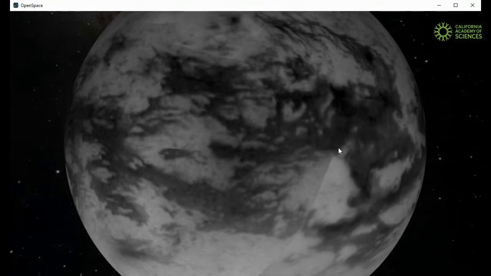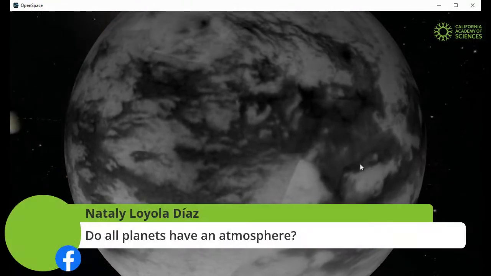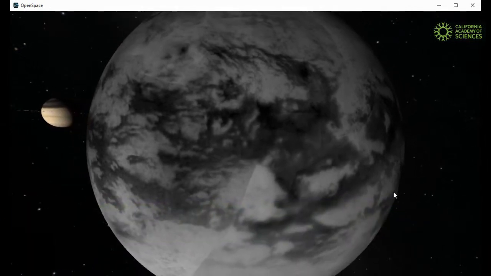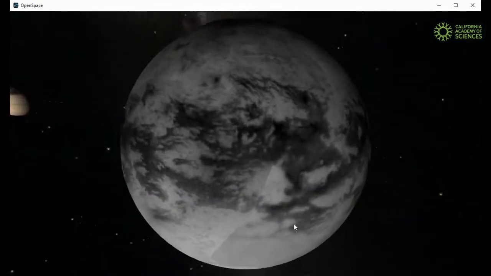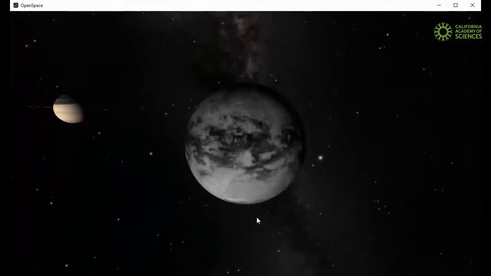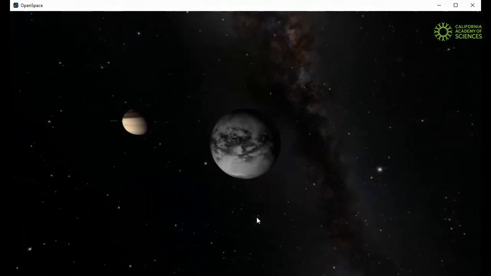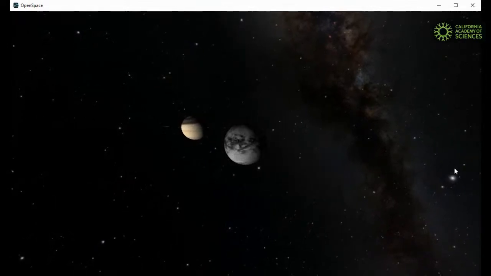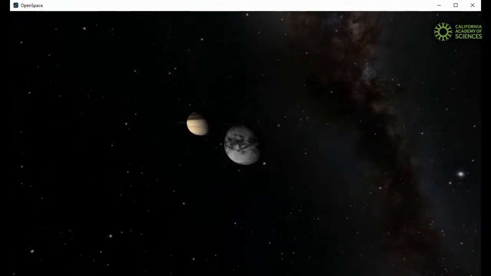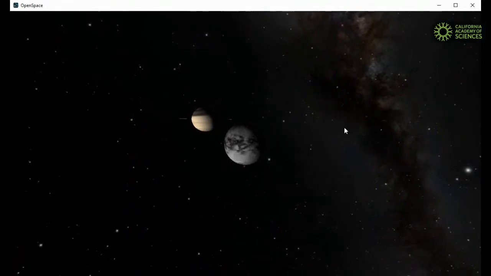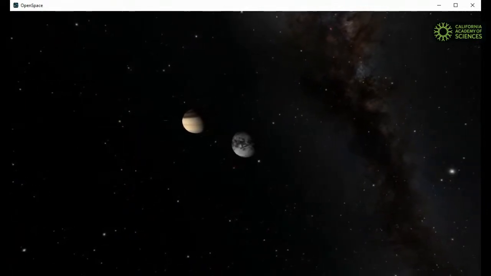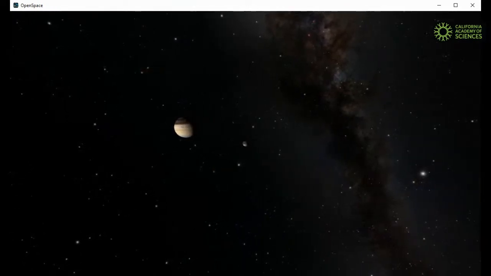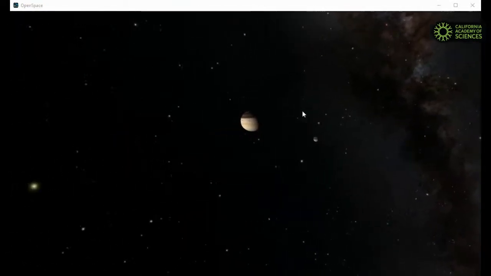I saw a cool question pop up from Natalie that was, do all planets have atmospheres? Not all of the planets in our system have atmospheres, depending on what you call an atmosphere. I would say that because when we look at Saturn, its outer layers are gas. I have a very easy time saying that that is an atmosphere around that. Titan has an atmosphere, even though it's not a planet. But when we travel to a place like Mercury, there's no appreciable atmosphere.